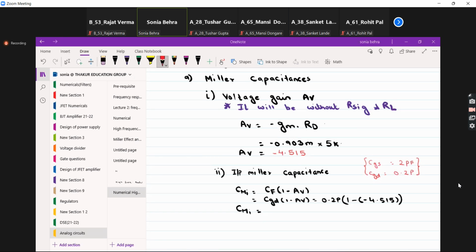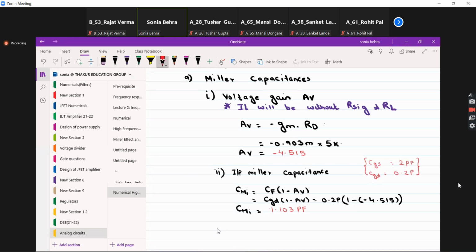Yes, Mansi, it's right. Rohit, check, you may have a problem with the decimals. No, roll number 54, please check. Yes, Kushal, it's right. So the answer we are getting here is CMI, which is 1.103 picofarads.